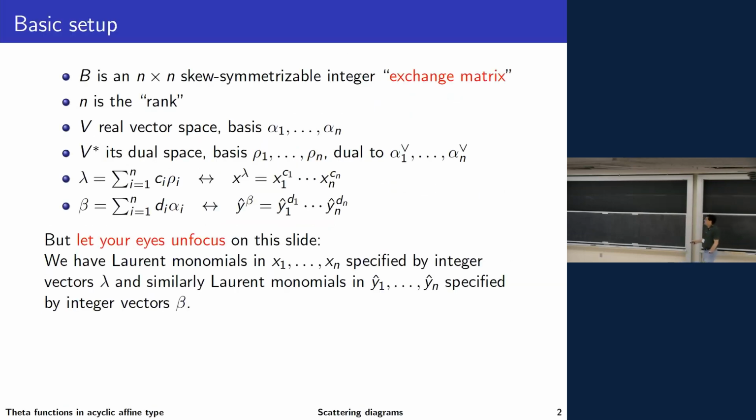I would like to ask you to let your eyes unfocus on the top part of the slide. It's all there if you like. But we have Laurent monomials in some x's, x1 through xn. We have Laurent monomials in some y hats. The y hats are really, if you've seen cluster algebras before, you know what I'm talking about. If not, it'll be okay to just let them be symbols. And you can specify a Laurent monomial as x to a vector, an integer vector.